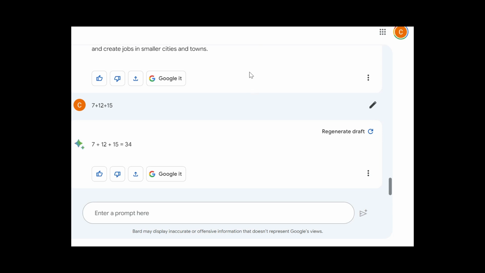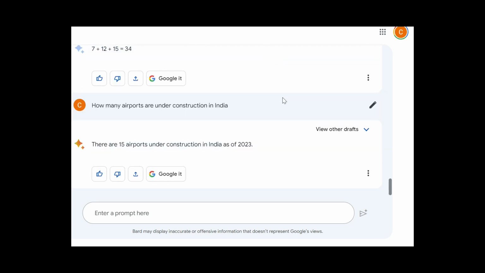So now I want to know how many airport projects are in flight, like under construction. So I've put this question. So there are 15 airports under construction in India as of 2023.